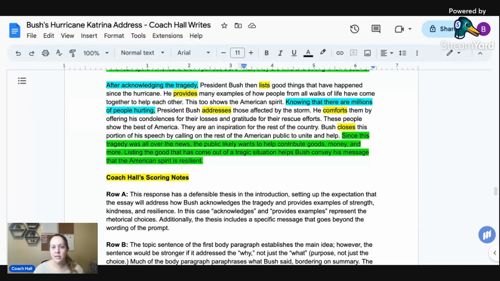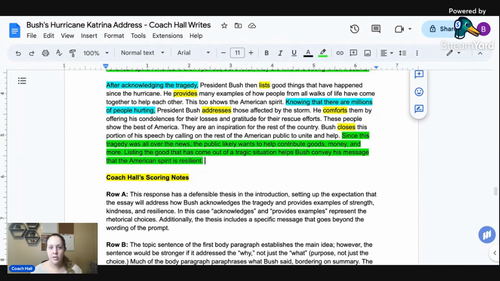So, since speakers tailor their message to their audience, we want to look very closely at the choices they make. And in this case, the choice is providing examples. So, we want to ask ourselves not only what are the examples, but why these examples? So, I think the pacing here is just a little bit too quick. I do like this attempt here at connecting it to the message because it talks about the American spirit, which was brought up in the previous paragraph. But again, this is too rushed right now.